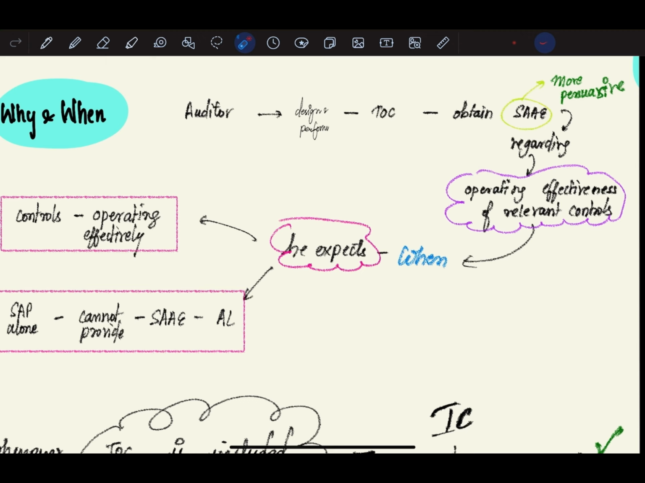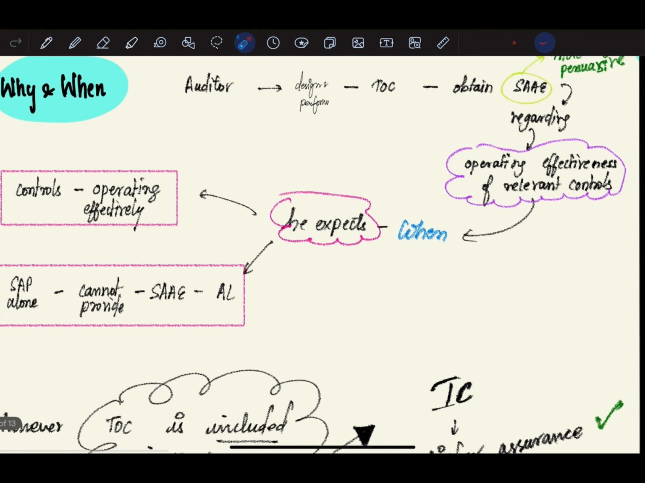So when and why does the auditor perform test of control? The auditor shall design and perform test of control to obtain sufficient appropriate audit evidence regarding the operating effectiveness of controls when he expects that the controls are operating effectively, and when he thinks that substantive procedures alone cannot provide sufficient appropriate audit evidence. That's the reason he is doing test of control.